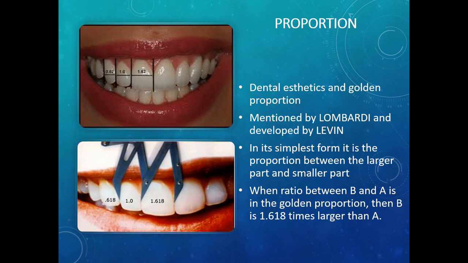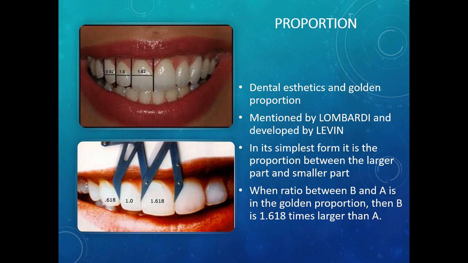Next, the third fundamental property is called proportion. So, the concept of beauty has most often corresponded to a harmony in proportion. And we have already discussed aesthetics and golden proportion again in the Smile Designing PPT. And this application of the golden number to dentistry was first mentioned by Lombardi and developed by Levin.